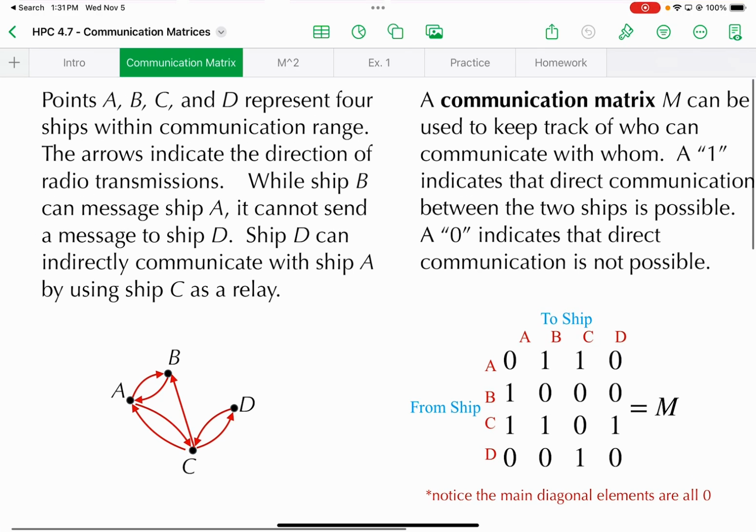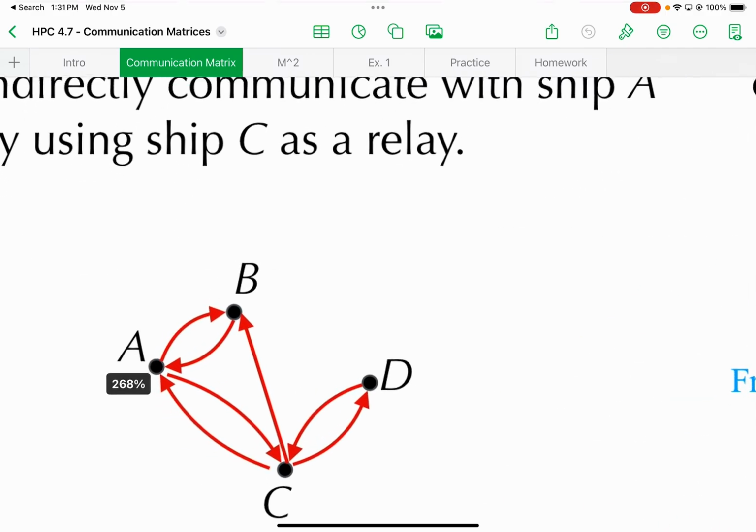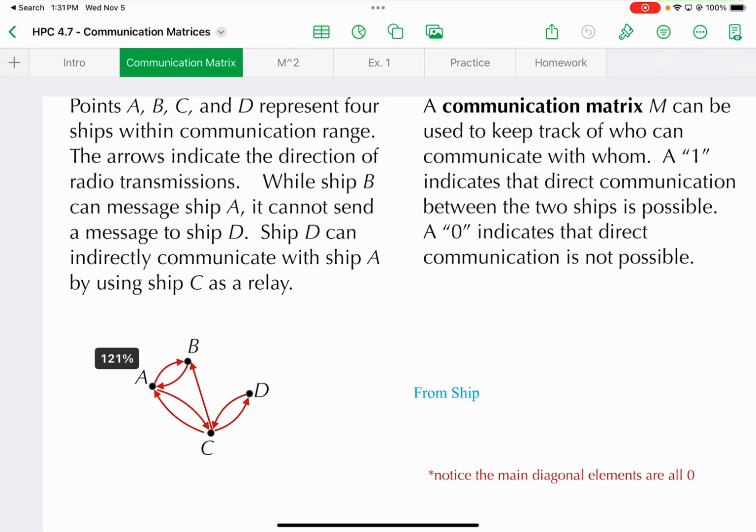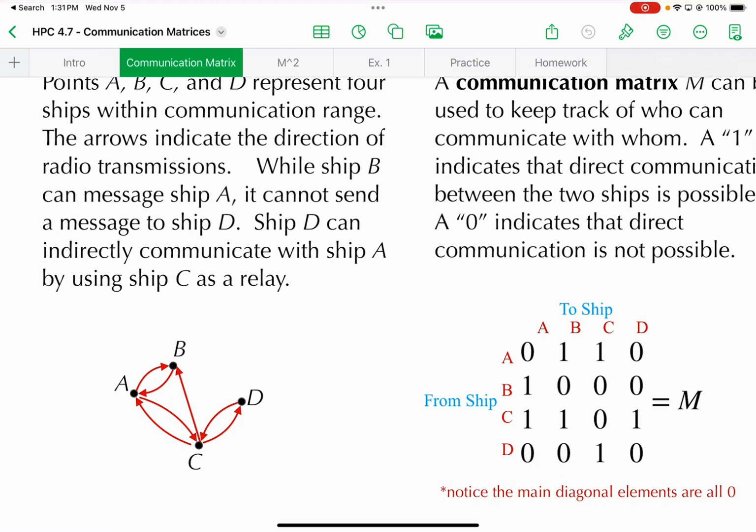So let's imagine we've got points A, B, C, and D, and it represents 4 ships out at sea within communication range. An arrow indicates the direction of radio transmission. So if you have an arrow that emanates from one ship to another ship, that means that ship can directly communicate with that other ship. For example, there's an arrow going from A to B. That means A can send a message to B. While ship B can send a message to A, ship B cannot send a message to D. You see that there's no arrow going from B to D.